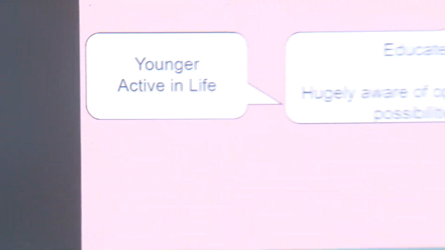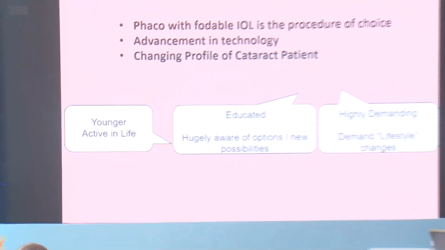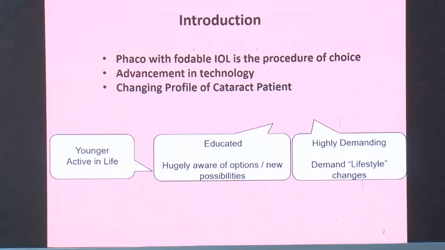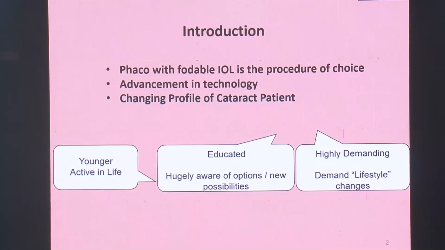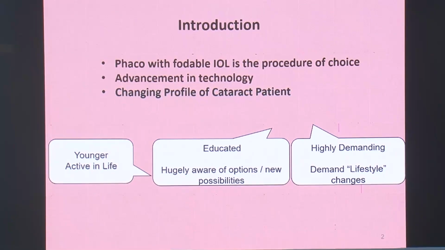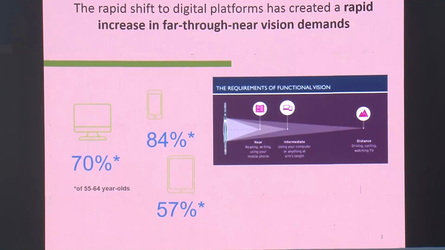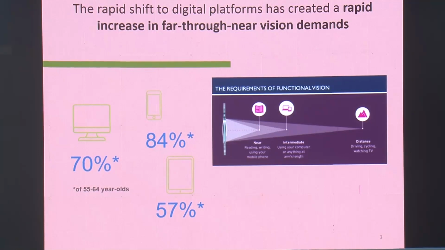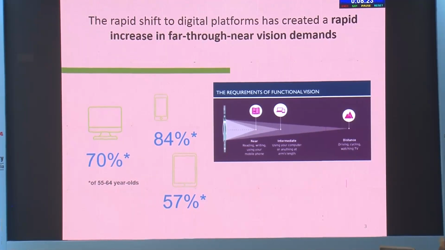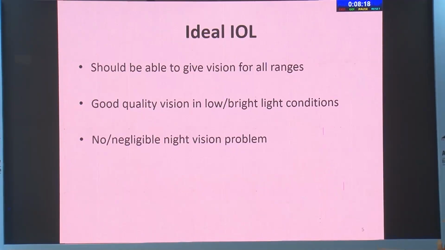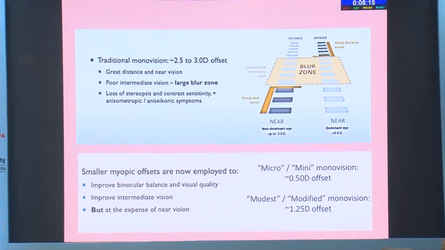We all know that phaco with a foldable IOL is the procedure of choice for any cataract surgery nowadays. And with advancements in technology, there have been a lot of changes in intraocular lenses in the last few decades. But the profile of the patient keeps changing, and this is putting a lot of pressure not only on industries but on ophthalmologists to perform and to give better and better results. There has been a rapid shift to digital platforms for the last few years that has created a rapid increase in far through near vision demands. So as a clinician, our goal is to have a happy patient at the end. So this is also moving very fast.